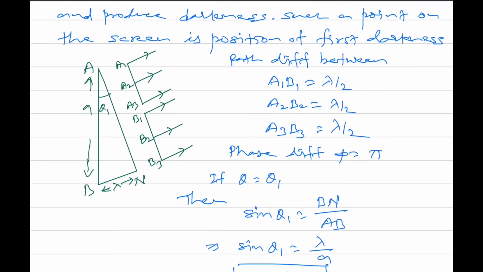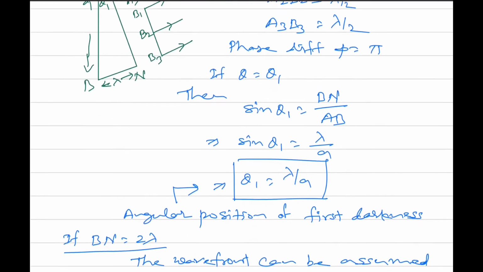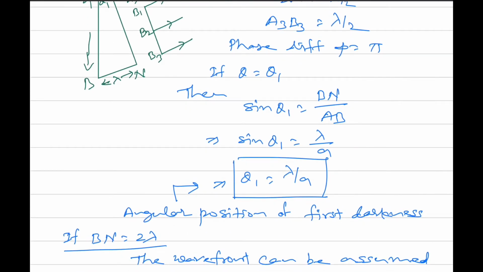Let this angle be theta 1. Then sin theta 1 is equal to Bn upon AB. So sin theta 1 is equal to lambda upon A. Then theta 1 is equal to lambda upon A. So this is the angular position of first darkness on the screen.